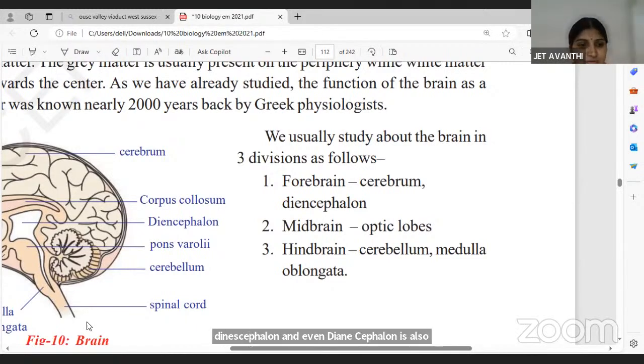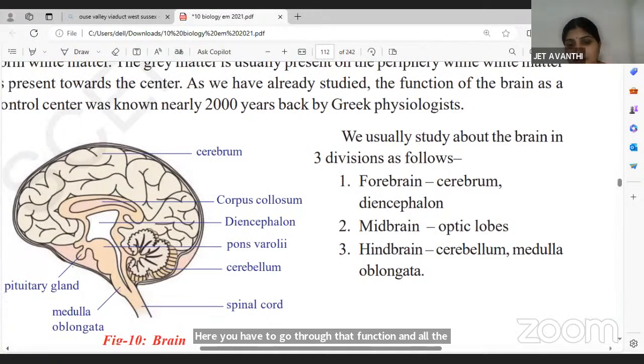Here you have to go through the functions and all the parts of the brain, children. Here the brain is divided into 3 parts: forebrain, midbrain and hindbrain. And you can see, surrounding the brain, we can see meninges. The layers which are surrounding the brain are called meninges. And in between these meninges, a fluid is always flowing. We call it cerebrospinal fluid. This cerebrospinal fluid acts as a shock absorber.